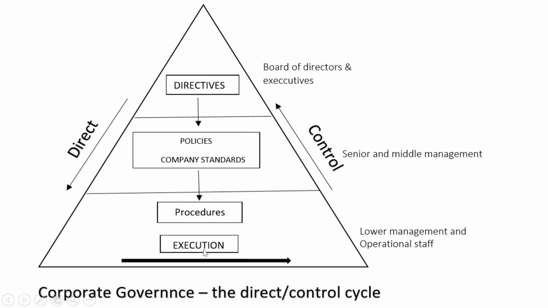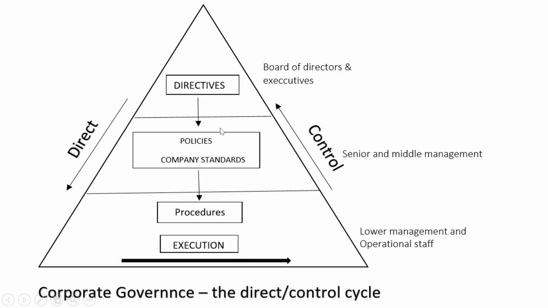This is where you have the normal staff of the company, the day-to-day staff, the HR guys, the sales guy, the IT guys. This is where they follow procedures. This procedure is coming from policies and standards, and these policies and standards are coming from directives. So whatever is going on at the lowest level here is as a result of what has been decided at the board.